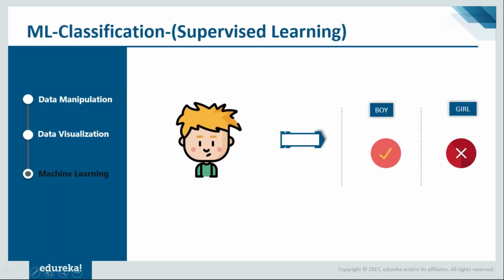So if you look at this slide, we see that we have an observation and we're trying to assign a label to this observation. And if we assign the label of boy to this observation, the classification will be right. And if we assign the label girl to this observation, the classification would be wrong.